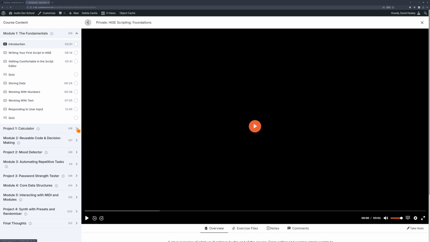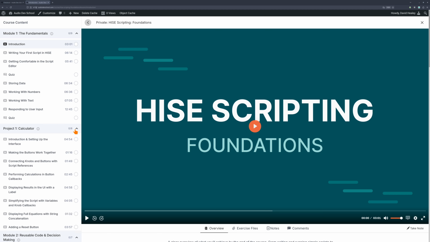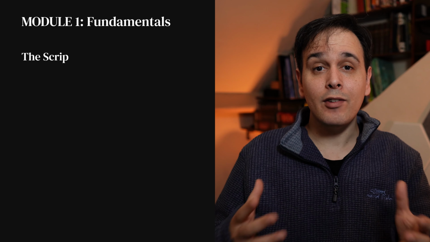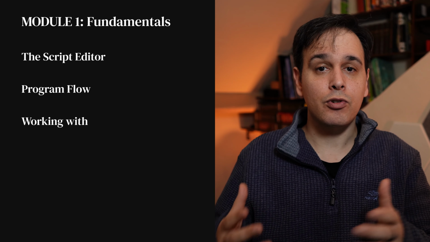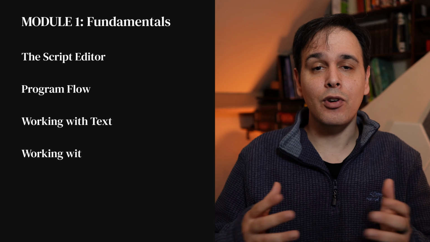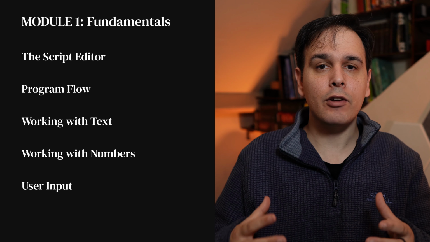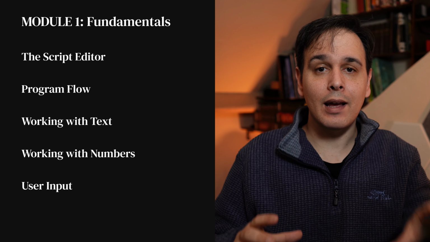The course is divided into 5 learning modules, plus we have the projects that we build between the modules using the stuff we've learned at each stage. Module 1 is all about getting familiar with the HISE scripting environment and getting the basics down. So we'll look at the HISE script editor itself and work through some examples. We'll see how to store data and interact with text and numbers, and also how to respond to input from the user.